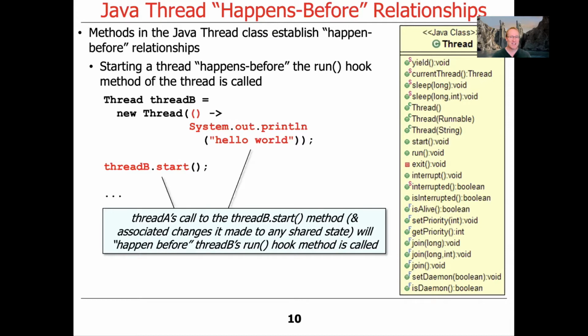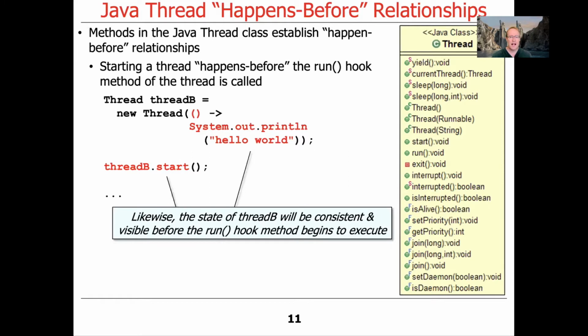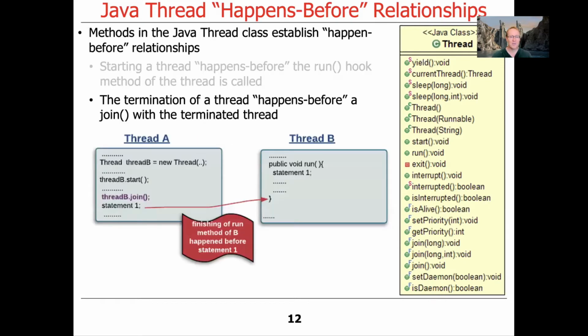But maybe what's not so obvious is that thread B must be fully initialized before the hook method for the run lambda expression here gets called. And again, it's just a guarantee. It's kind of an obvious guarantee, but it's a guarantee nonetheless that things will occur in the right order and happen before. So there could also be other state that's associated with thread B. In this particular case, there really isn't any other user-specific state, but there could be if you have your own thread with its own fields. But at any rate, the system-level state of thread B has to be consistent and visible to the run hook method before it begins to execute.